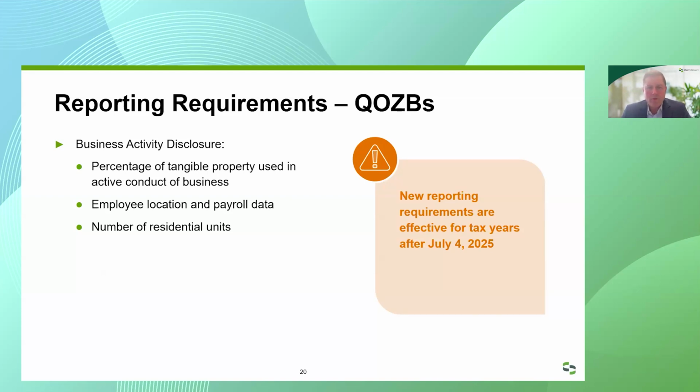There are also going to be some reporting requirements for QOZBs, including the type of tangible property used in the business, employee locations and payroll data, and again maybe the potential number of residential units. These reporting requirements are going to be effective for tax years after July 4th, 2025. Again, we're going to be waiting on guidance to indicate how that has to be done. But the main thing is it's going to create additional transparency for all these funds.